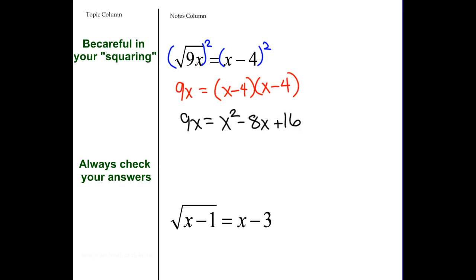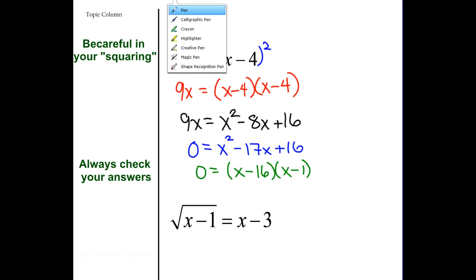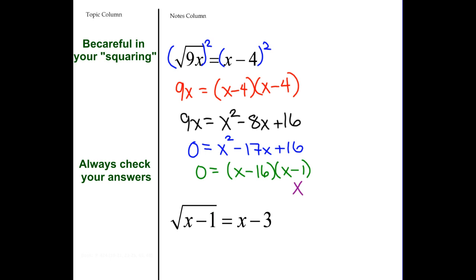Now we have to solve from there. So we're going to subtract 9x from both sides, and we get 0 equals x squared minus 17x plus 16. Now we're back to factoring. So we get 0 equals x minus 16 times x minus 1, which means we have two solutions now. Our solutions are x equals 16 or x equals 1.